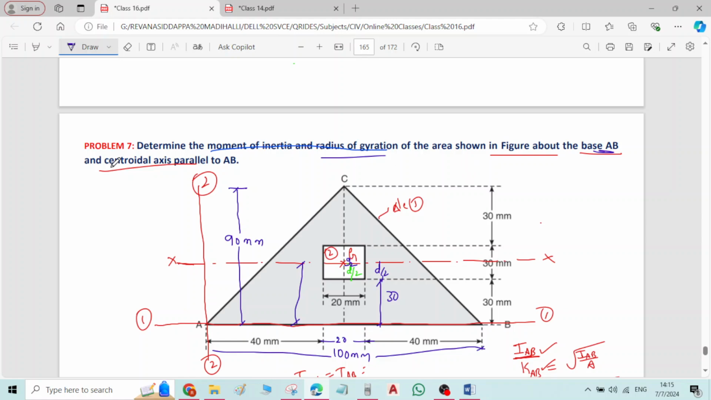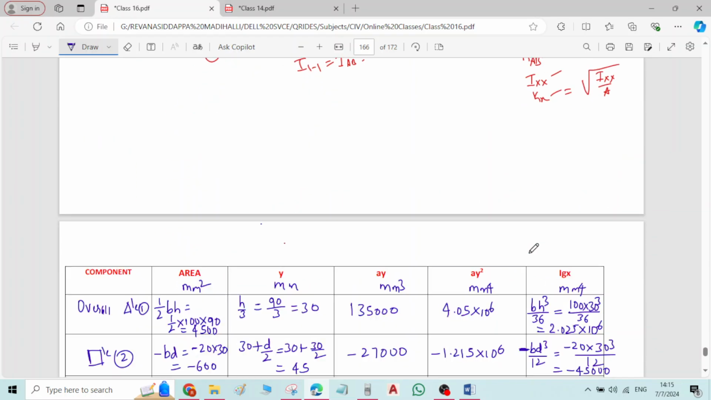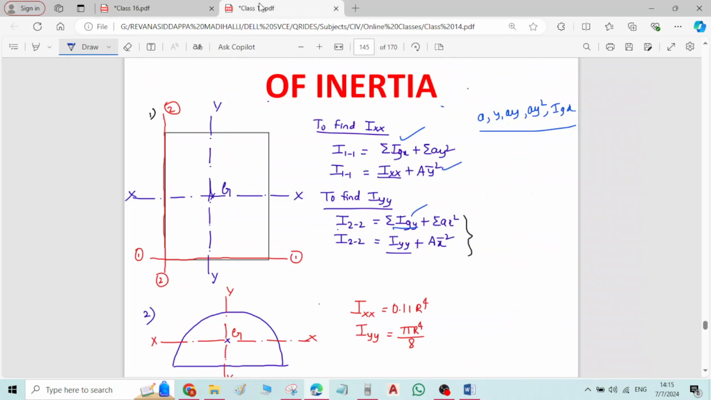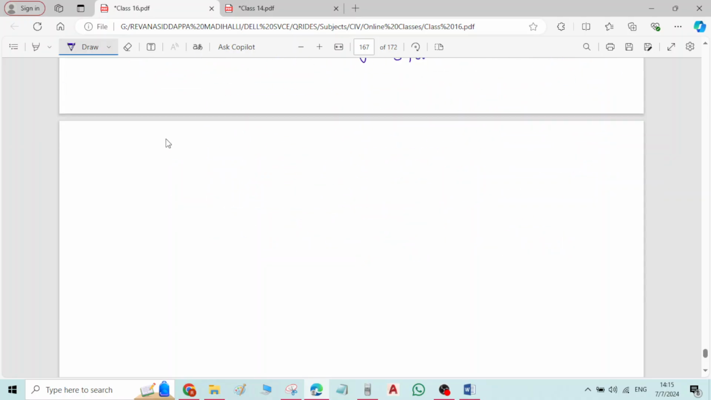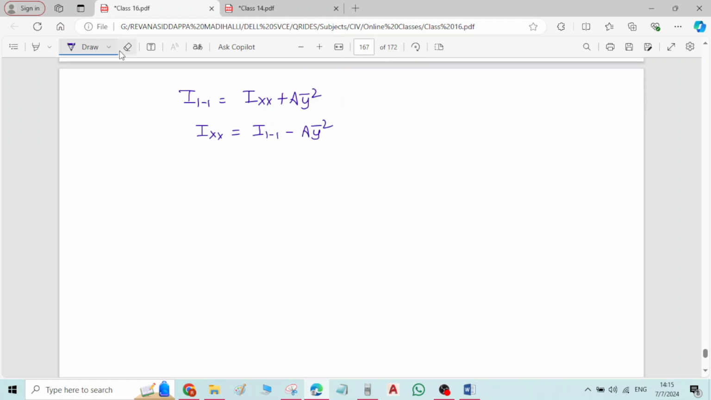There is one more question to find radius of gyration and moment of inertia about the central axis parallel to AB, means Ixx and Kx we have to find now. To find Ixx we have to use the second formula. I11 is equal to Ixx plus A into y bar square. I will rewrite this formula as Ixx is equal to I11 minus area into y bar square. So we need y bar here now.